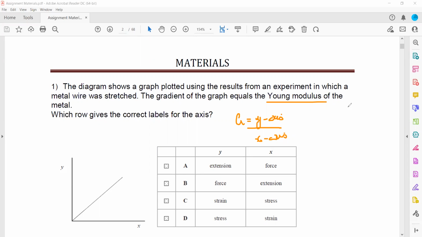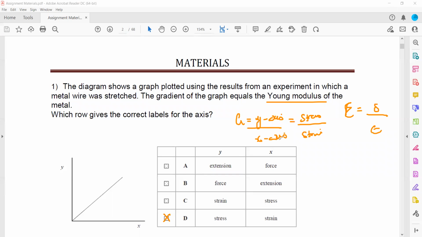So the Young's modulus itself is equal to stress divided by strain. So on the y-axis we need stress, and on the x-axis we need strain. So y-axis stress and x-axis strain, to me option D should be the right answer.